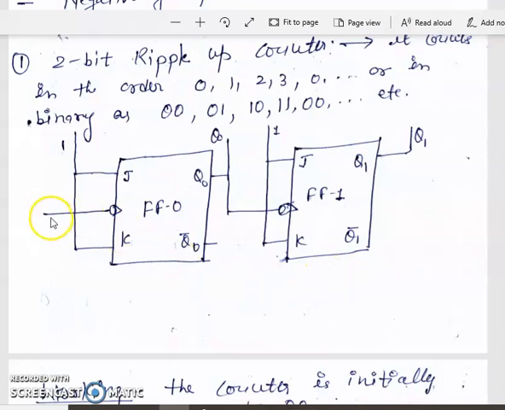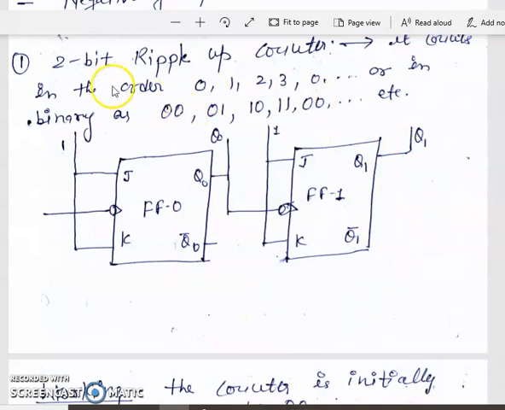Okay, we use negative edge triggered flip-flops. This is a negative edge clock. Okay, the clock is fed to the first flip-flop, that is called FF0, flip-flop number 0, and the output of this flip-flop, that is Q bar, is fed as a clock to the next flip-flop, that is flip-flop number 1, and the output of the next flip-flop is Q1. We have the outputs Q0 and Q1.